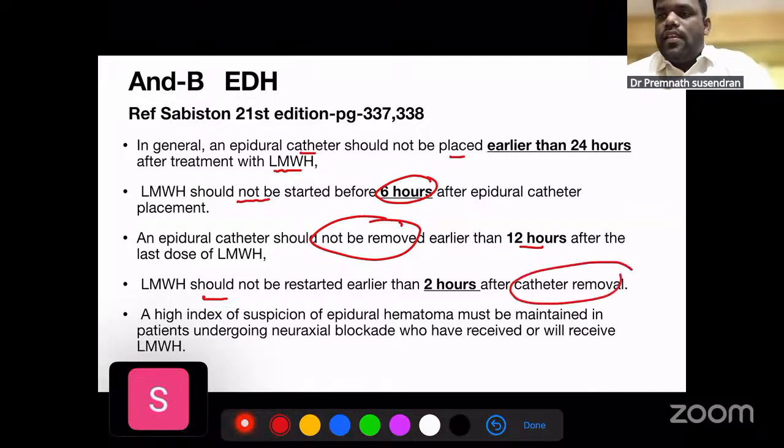So these are the various scenarios that can be asked in future questions. A high index of suspicion of epidural hematoma must be maintained in patients undergoing neuroaxial blockades who have received or will receive low molecular weight heparin.